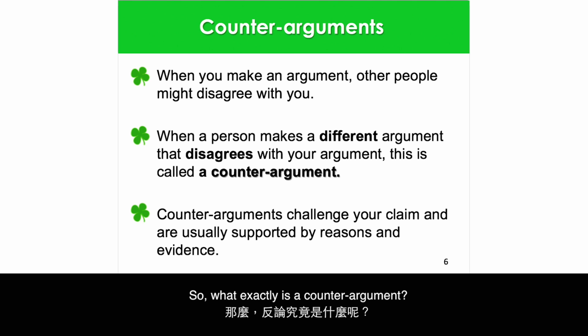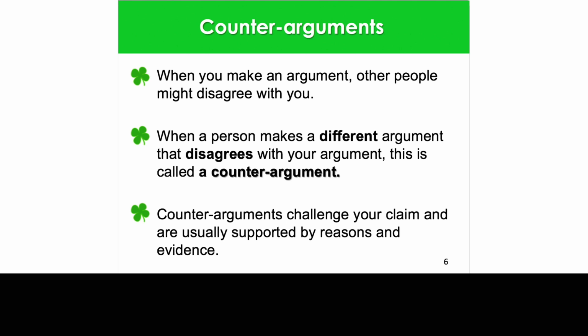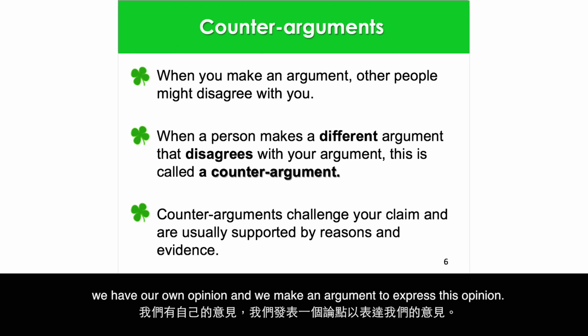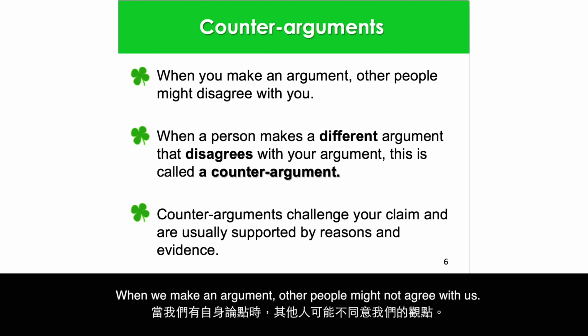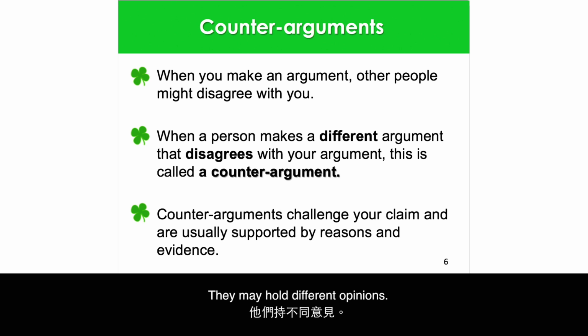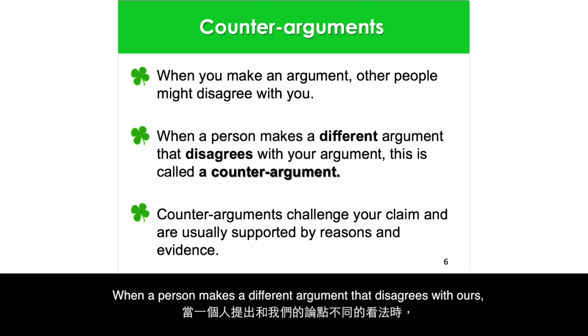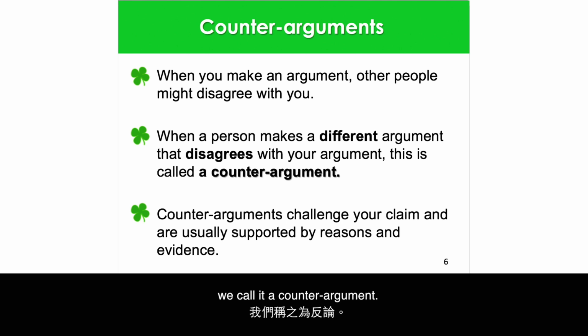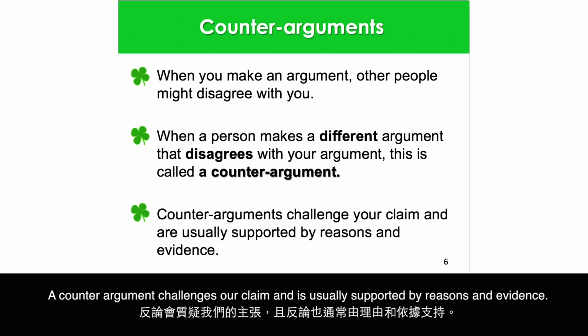So, what exactly is a counter-argument? When we discuss a question, we have our own opinion and we make an argument to express this opinion. When we make an argument, other people might not agree with us. They may hold different opinions. When a person makes a different argument that disagrees with ours, we call it a counter-argument. A counter-argument challenges our claim and is usually supported by reasons and evidence.